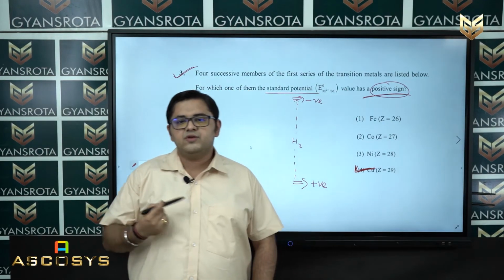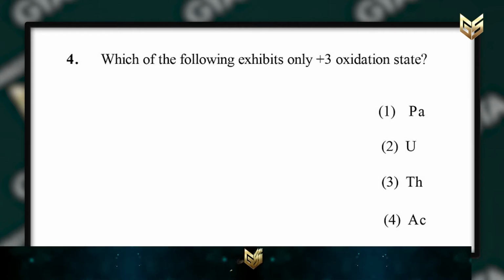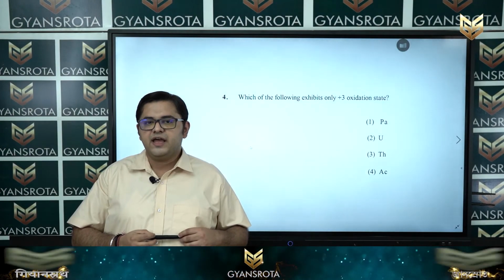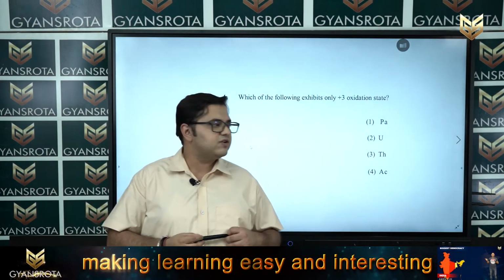Now we are moving to the next question, question number 4. Question number 4 is on your screen. Which of the following exhibit only +3 oxidation state? This question comes from the d and f block elements chapter of your class 12 NCERT. Now we are moving to the solution part.